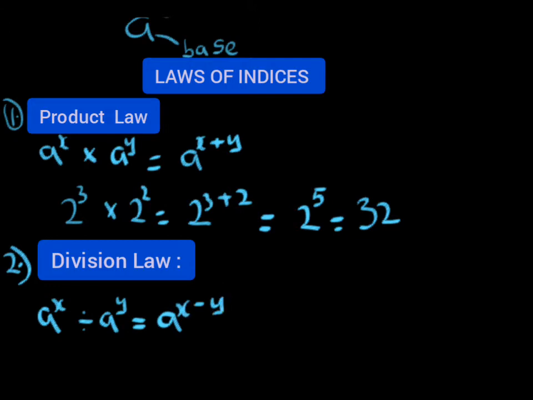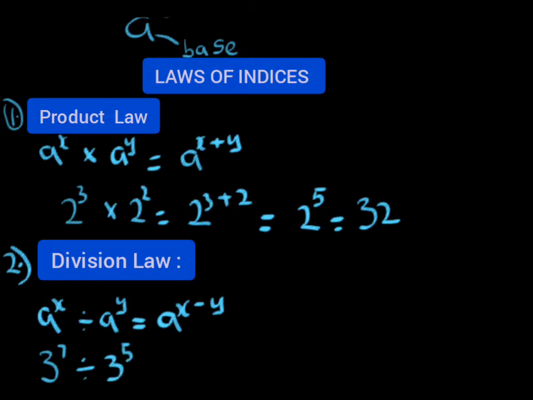So when you see two variables having the same base and different powers, and one of them is dividing the other, you pick one of those variables, just as we have here. We've picked a and we subtract the powers. For instance, we could be given 3 raised to power 7 divided by 3 raised to power 5.